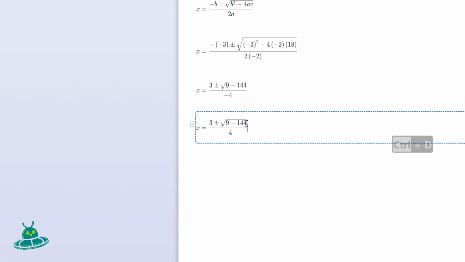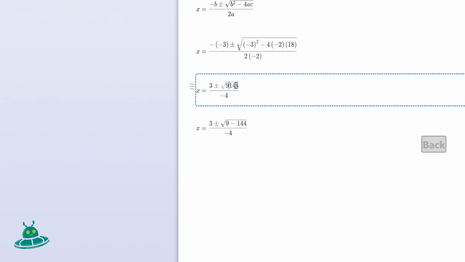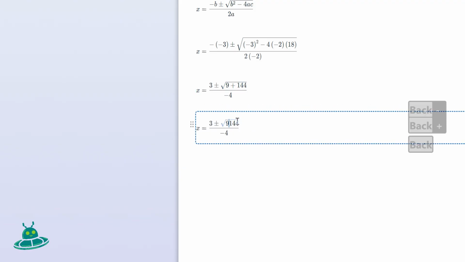And this is going to be, so the terms within the square root are going to add to each other. Sorry, this is a positive. What am I doing here? This is a positive. So this is going to be 144 plus 9, which is 153. Okay.